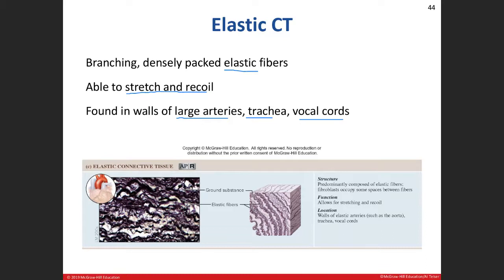So you can see on this slide all these dark staining lines here. That's pretty much anything that's dark or purple on here. It looks purple to me. That is going to be your elastic protein fibers. Again, we don't have a lot, and the white is going to be the ground substance. We don't have a lot, but definitely we've got more than in dense regular connective tissue.